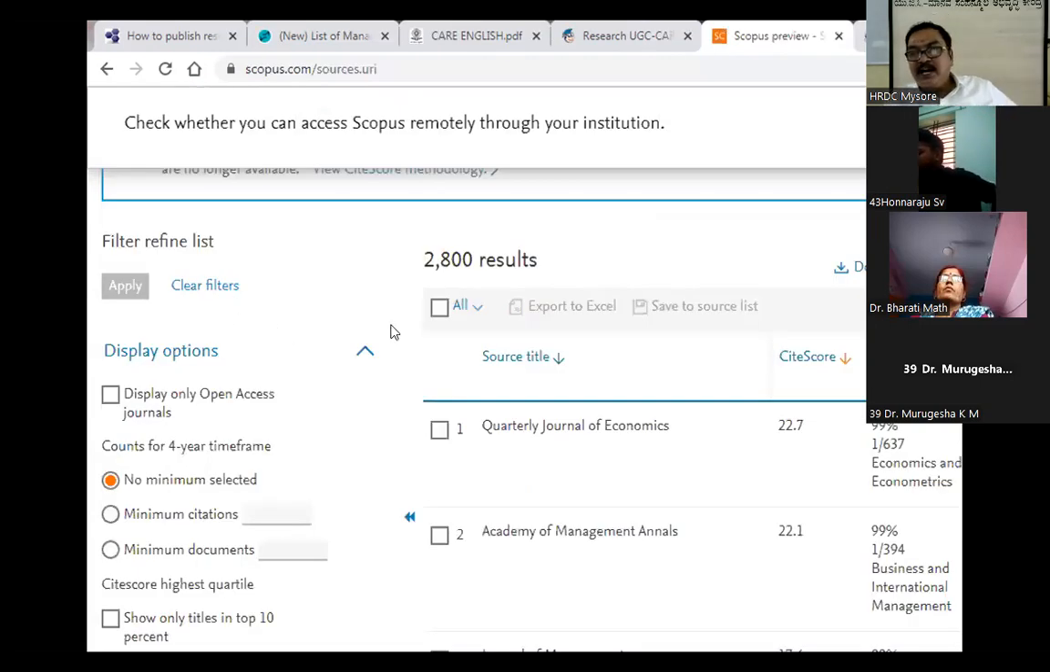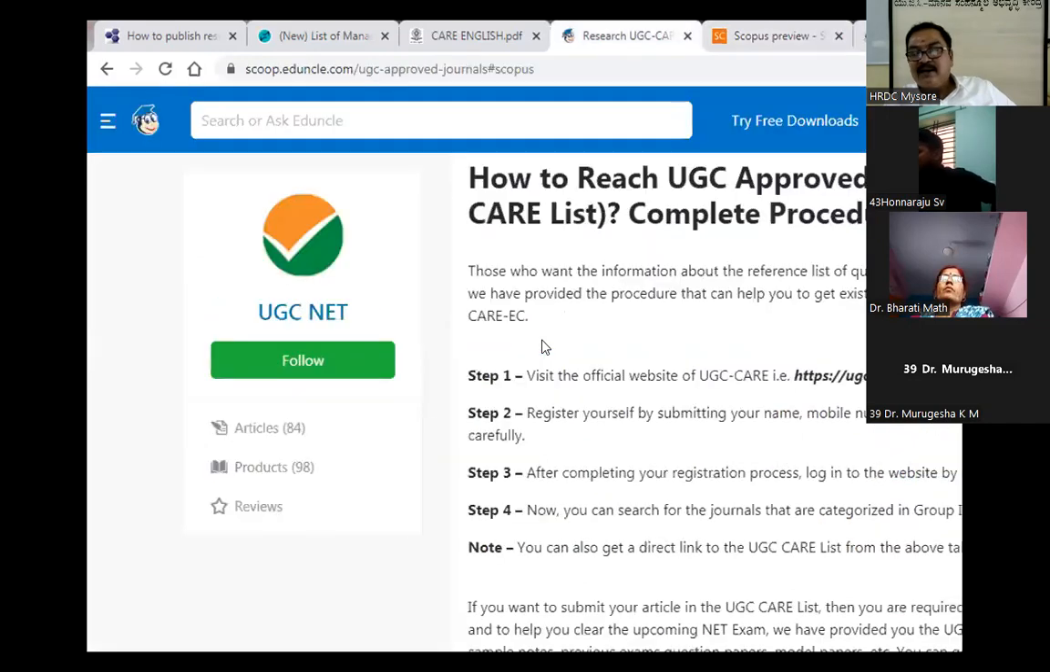And in Category 2 also, there are plenty of journals, right? Then the question: sir, how can I reach this UGC CARE list? It is very, very simple. You go to the UGC website. This is the website, UGC CARE list. That is step 1. Then register yourself, complete the process, identify your category, and then you can log into the UGC CARE list directly.